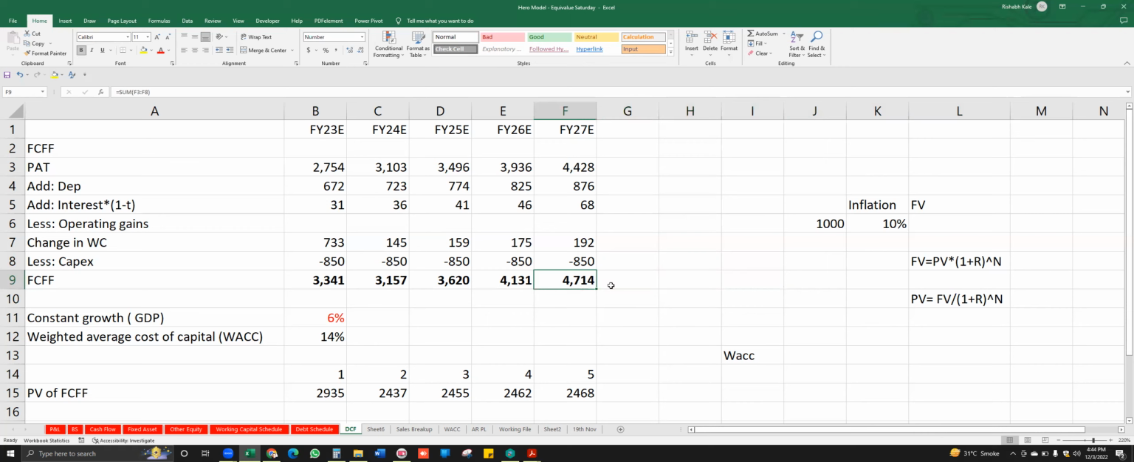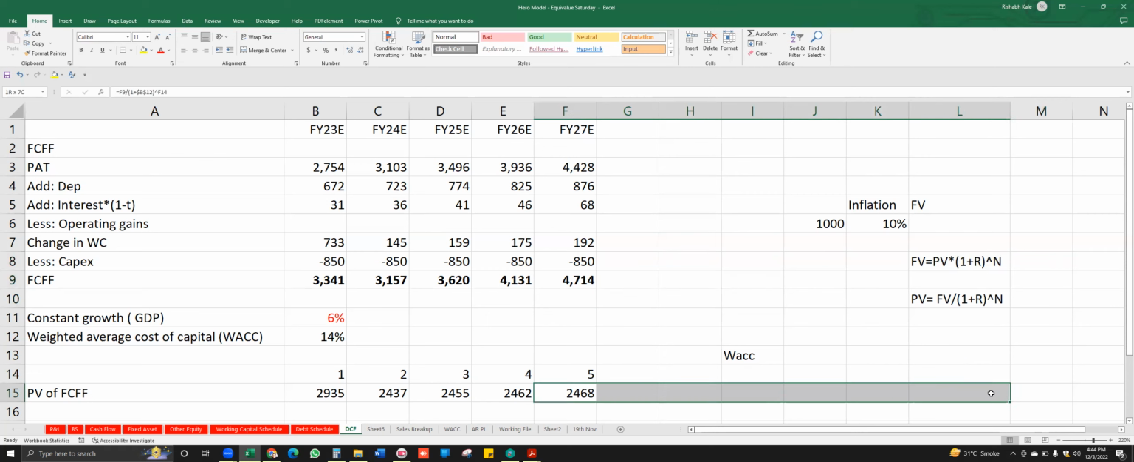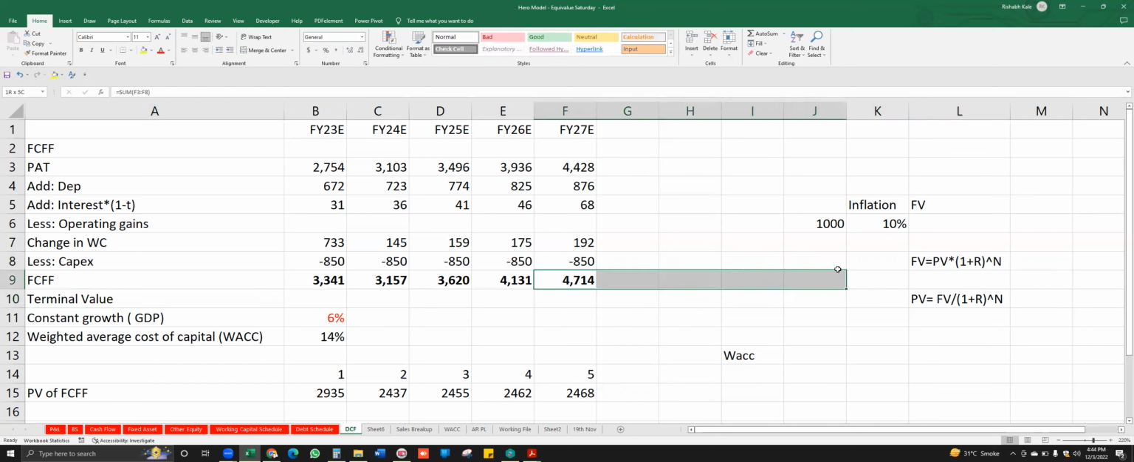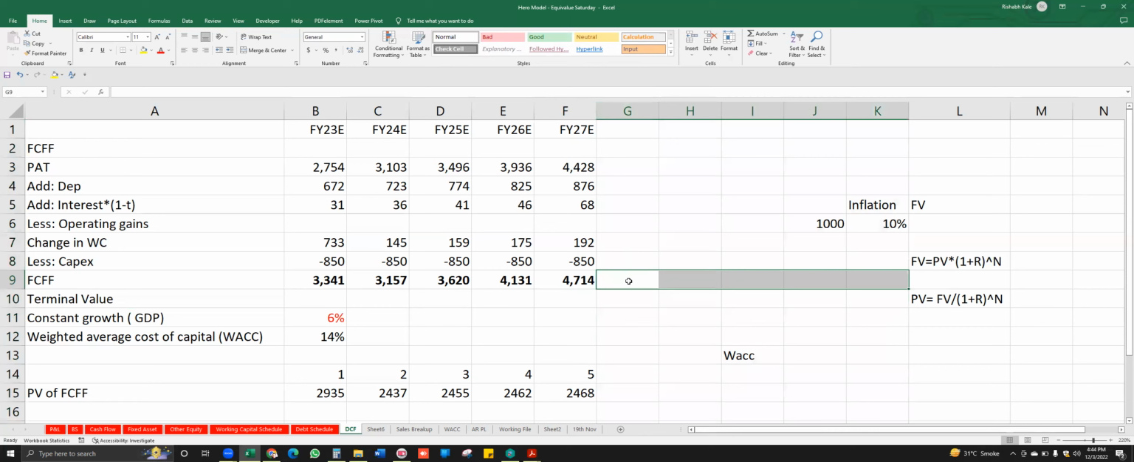So you cannot track this and find the present value for each of the years. You have to find a terminal value. To find a terminal value means what? Value of the cash flows from year 6. What will be the value of the cash that the company will earn all these years?